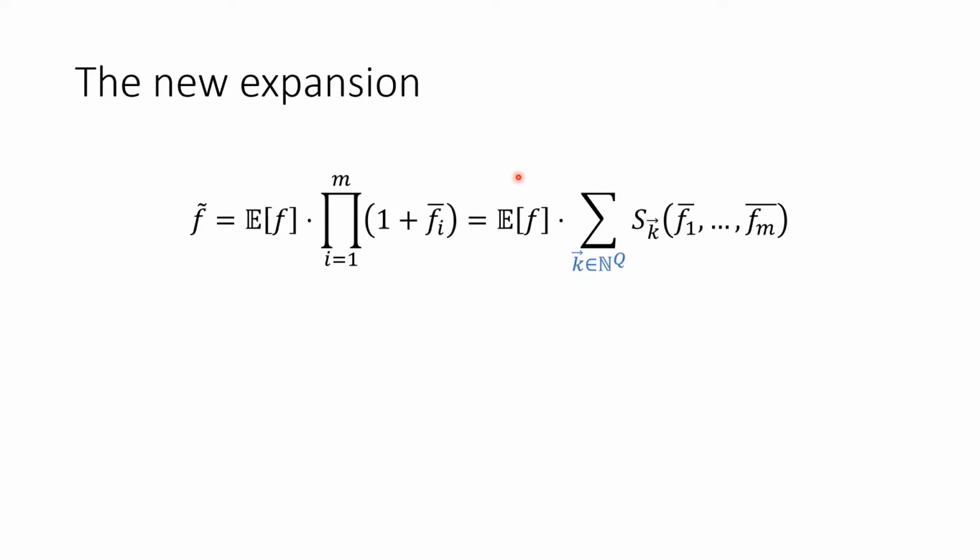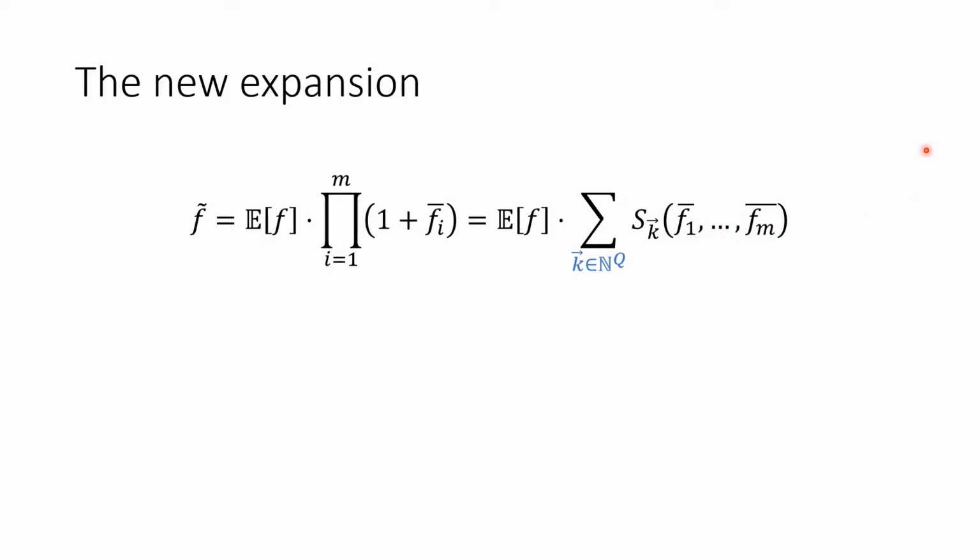Alright, so now let's return to this formula for the bias function of f. Remember, the bias function of f is given by the expectation of f times the product over i of 1 plus f_i bar. Now let's expand that product using our new subset-wise symmetric polynomials. So now we have the expectation of f times the sum over all k vectors of s sub k applied to f_1 bar up to f_m bar.